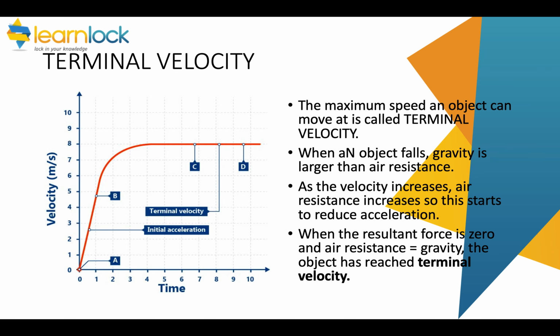First of all, you need to know what terminal velocity means. This means the maximum speed an object can move at, and different objects have different terminal velocities. It occurs when an object falls. Remember that gravity at first is larger than air resistance. But as the speed increases, as it starts to fall faster and faster, air resistance also increases, and so this reduces acceleration. When the resultant force is zero and air resistance equals gravity, the object has reached terminal velocity, so it won't go any faster, as shown in the graph here.